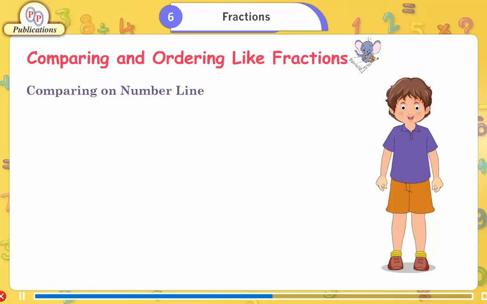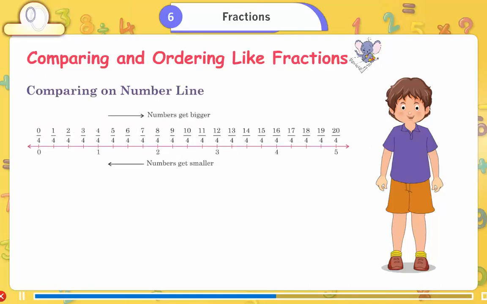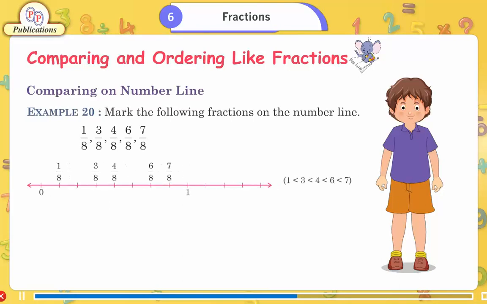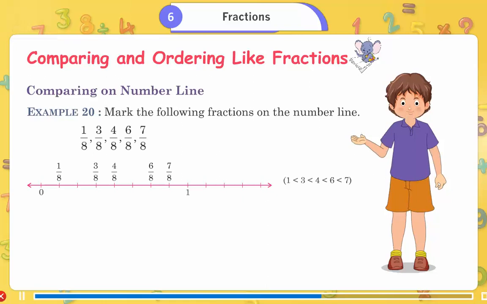Comparing on number line. Numbers get bigger. Numbers get smaller. Example 20. Mark the following fractions on the number line. 1 upon 8, 3 upon 8, 4 upon 8, 6 upon 8, 7 upon 8. 1 is smaller than 3, 3 is smaller than 4, 4 is smaller than 6, 6 is smaller than 7.